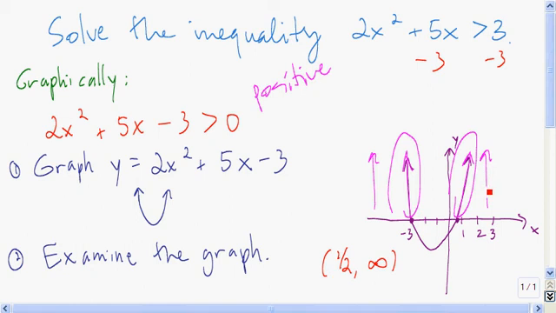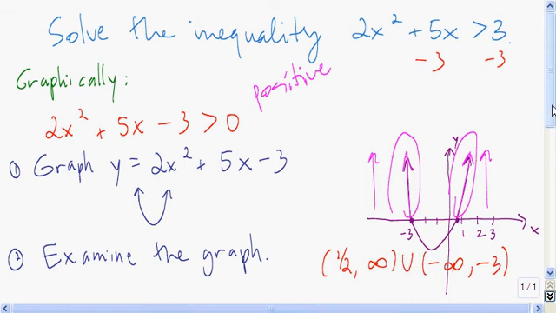Now there are other x values for which 2x squared plus 5x minus 3 is positive. At negative 3, it's 0, but if you go just to the left of negative 3, then the graph is above the x-axis. So to the left of negative 3, all the way down to negative infinity, the y values are going to be positive. So we also have everything from negative infinity to negative 3. And the way we connect these two intervals is by putting a union sign.